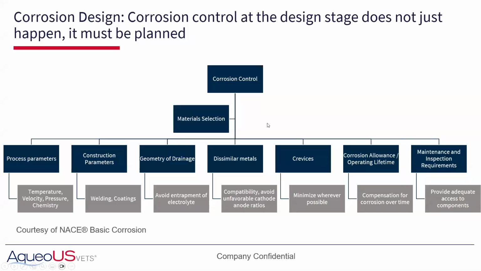So when you design the system, you've got to think of the process parameters: the temperature, velocity, pressure, water chemistry, and construction parameters, weldings and coatings. All these vessels are lined with a coating, and that's per the specification. The geometry of the drainage, you don't want any place where there can be something trapped. Dissimilar metals, obviously try to avoid dissimilar metals. Crevices, again, try to minimize those. Those are places where corrosion could start forming.